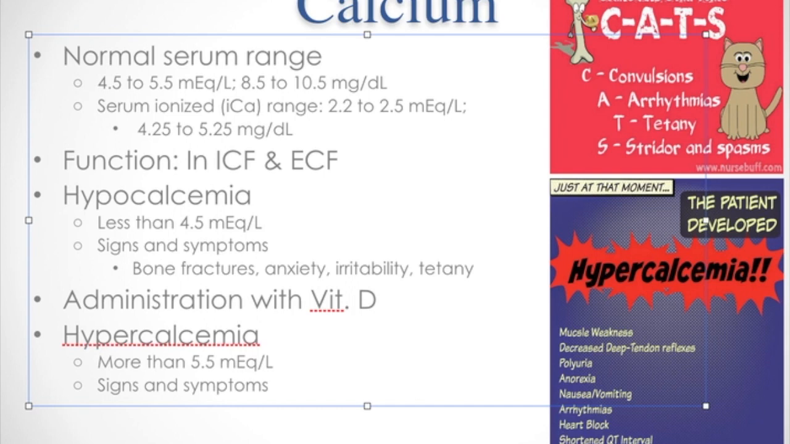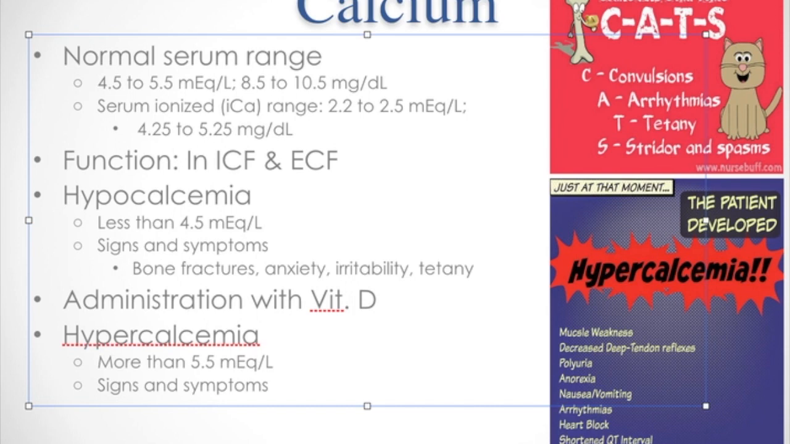What we do for too much calcium is we treat it with calcitonin or IV fluids rapidly infused and followed by a loop diuretic so that we pee out the excess calcium. There are certain medications that can cause calcium abnormalities, and those include phosphates, loop diuretics, aspirin, anticonvulsants, and corticosteroids.